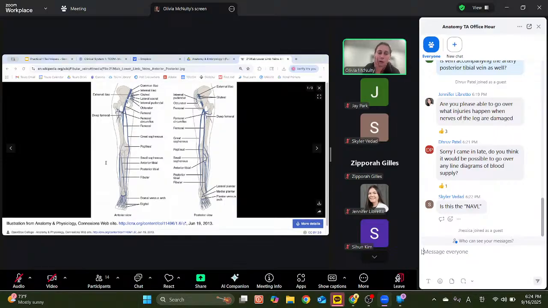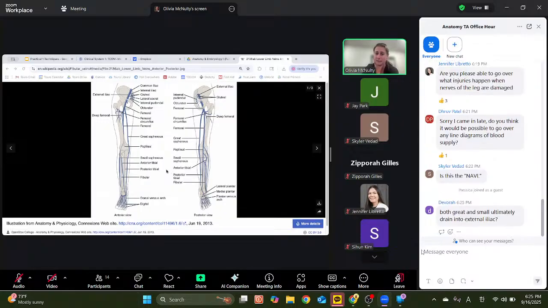And so the small saphenous vein is going to run along the lateral malleolus, the bump on the outside of your foot, and it's going to run with the sural nerve. The sural nerve does cutaneous innervation to the posterior lateral leg. So saphenous nerve medial, sural nerve lateral. And that's really the biggest thing with the nerves there. Both great and small ultimately drain into external iliac.